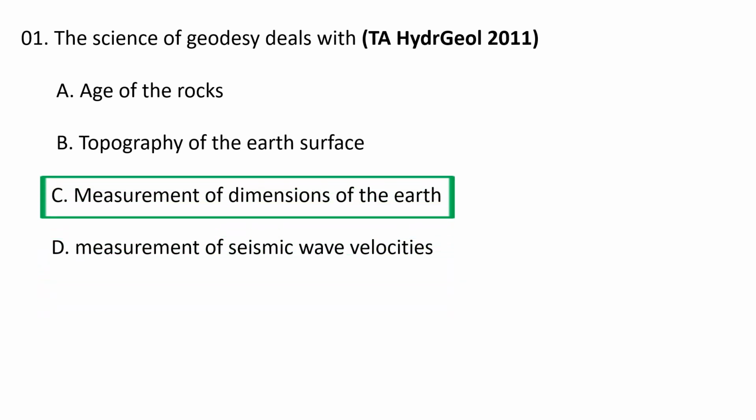So geodesy is the science of measuring and understanding the Earth's shape, orientation, gravity and other properties. It's a branch of geophysics that is used in many applications including navigation, climate research and disaster prevention as well.